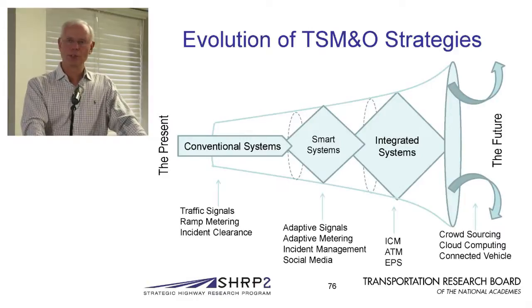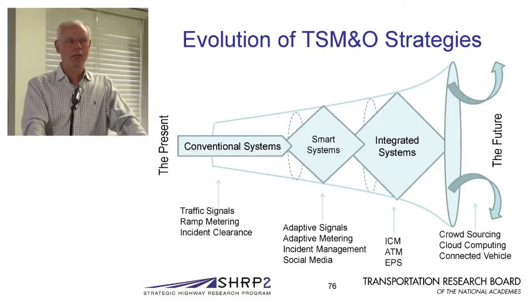ERGS was the Electronic Route Guidance System. IMIS was the Integrated Motorist Information System. So we were thinking about in-vehicle information back in the late 70s. We were thinking about integrated corridor management back in the late 70s. So a lot of these concepts aren't new.